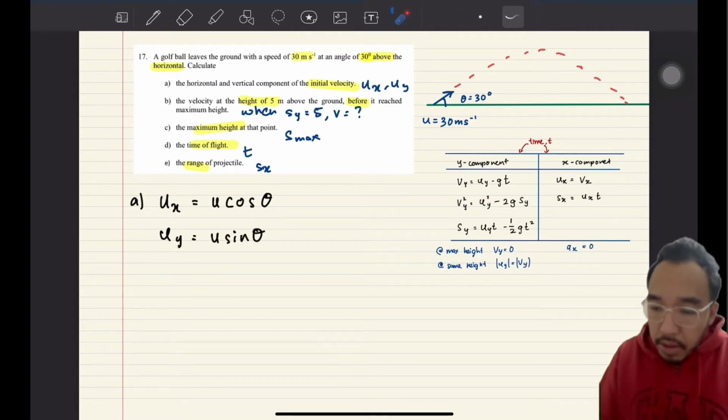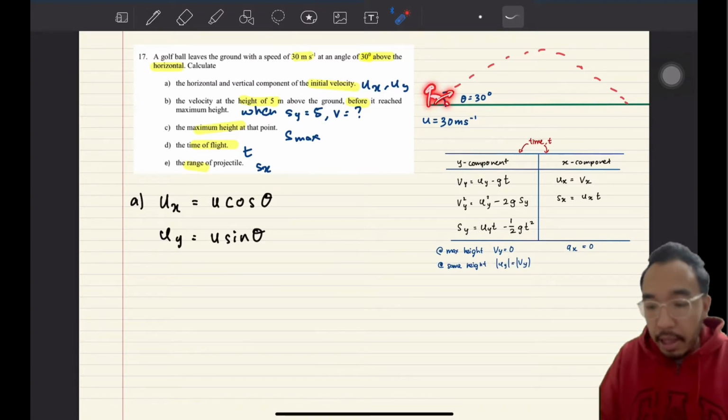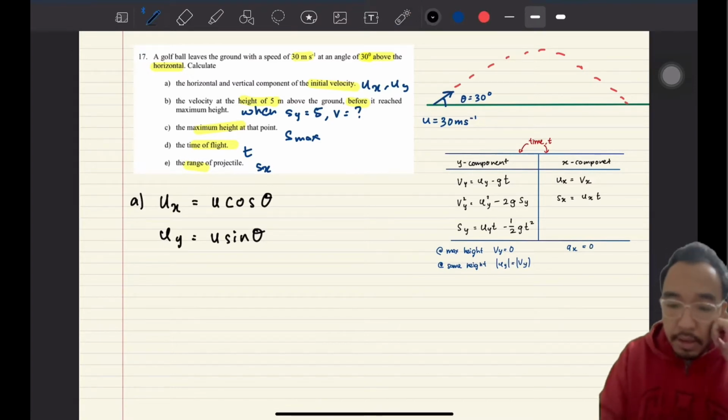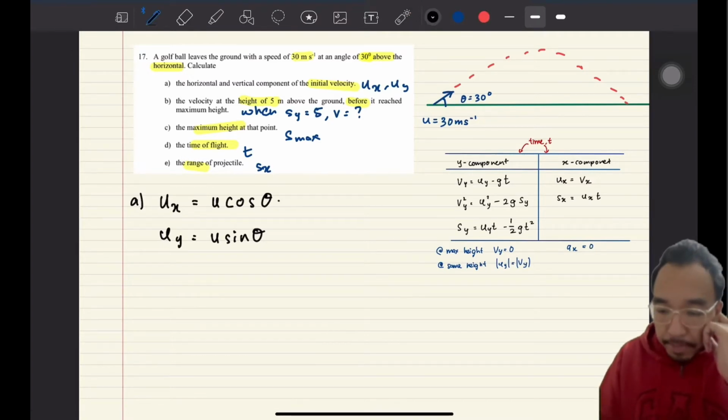Okay, so like I told you before, this is your u. If you want to go from u to ux, you have to go through the angle, which means this one is cos. If you go from u to uy, it doesn't have any angle here. The angle is on the other side, so you have to use sine. Just a recap. So this one would be 30 cos 30 degrees, and this one would be 30 sin 30 degrees.